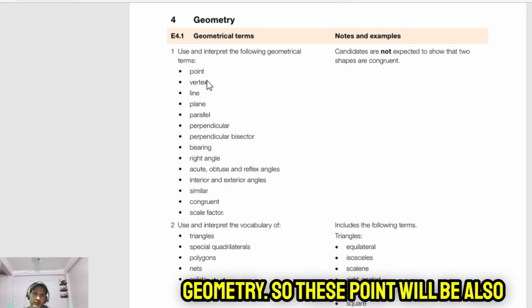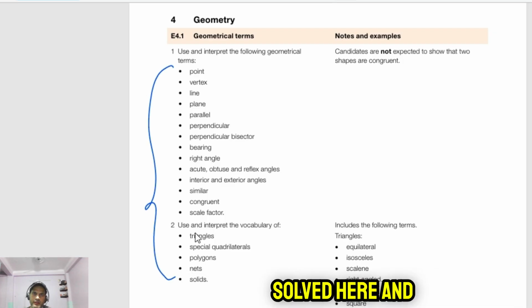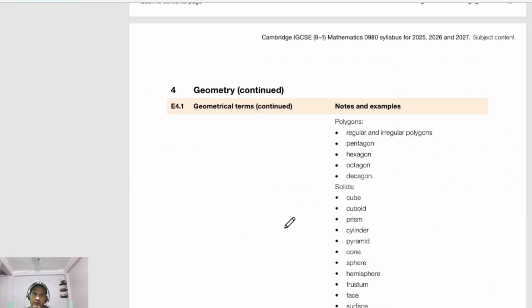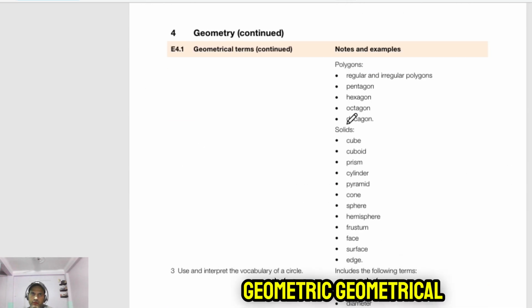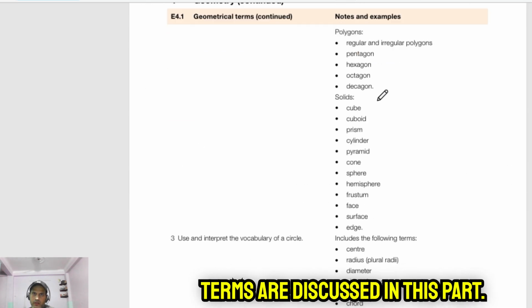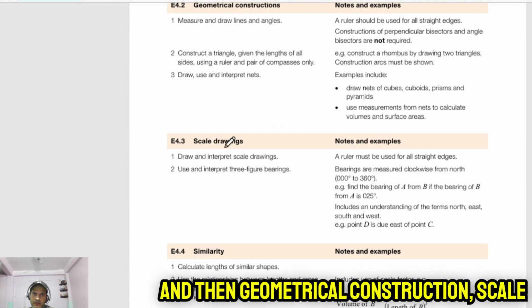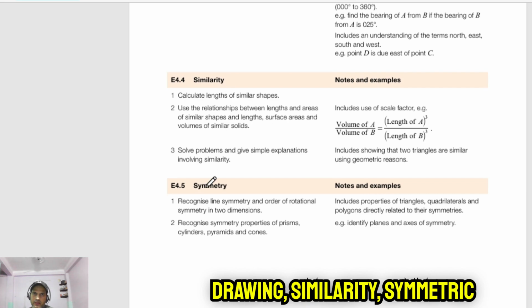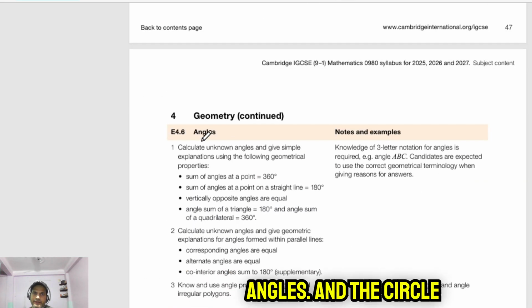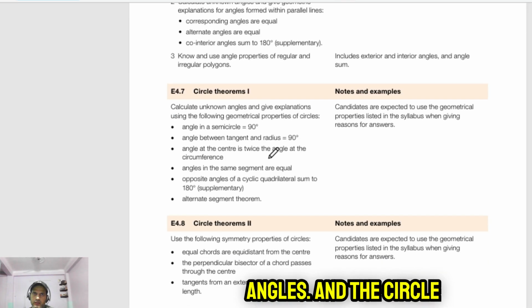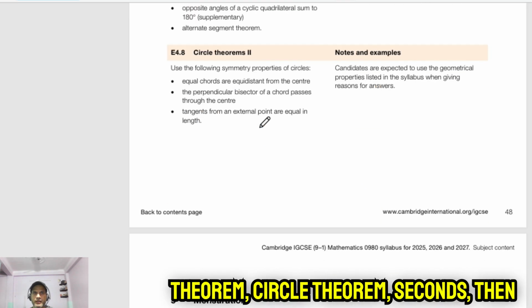Geometry, so these points will also be solved here. And geometrical terms are discussed in this part. And then geometrical construction, scale drawing, similarity, symmetry, angles, and the circle theorems.